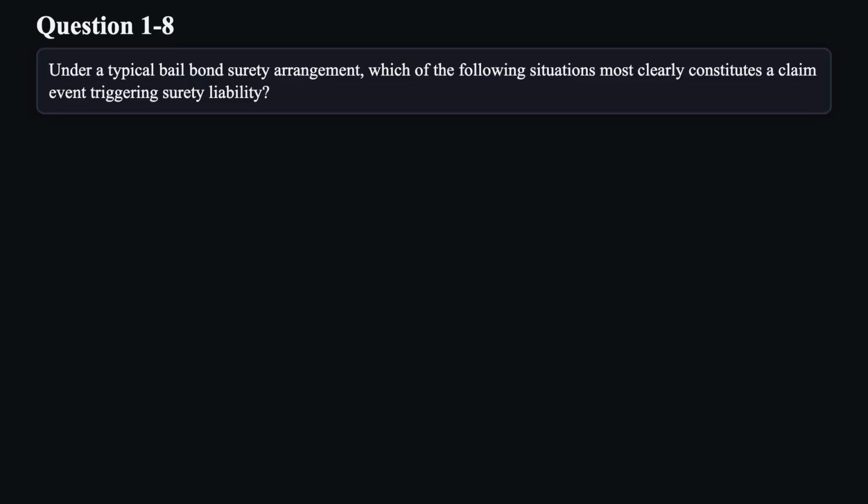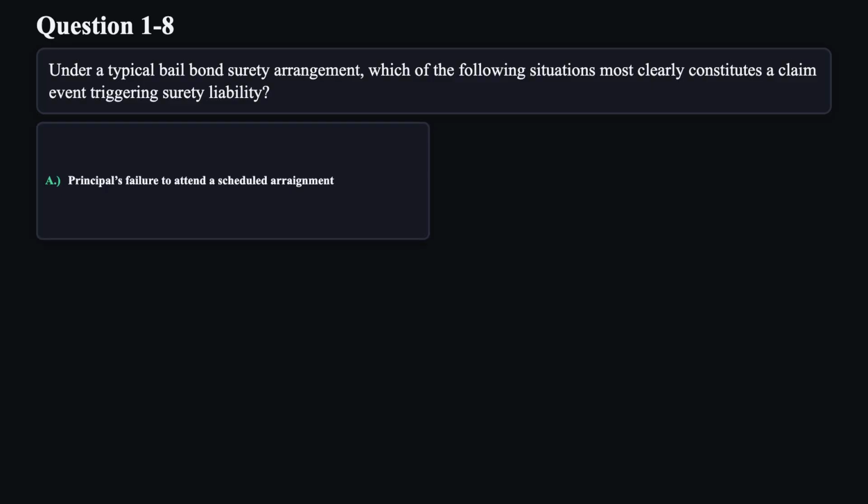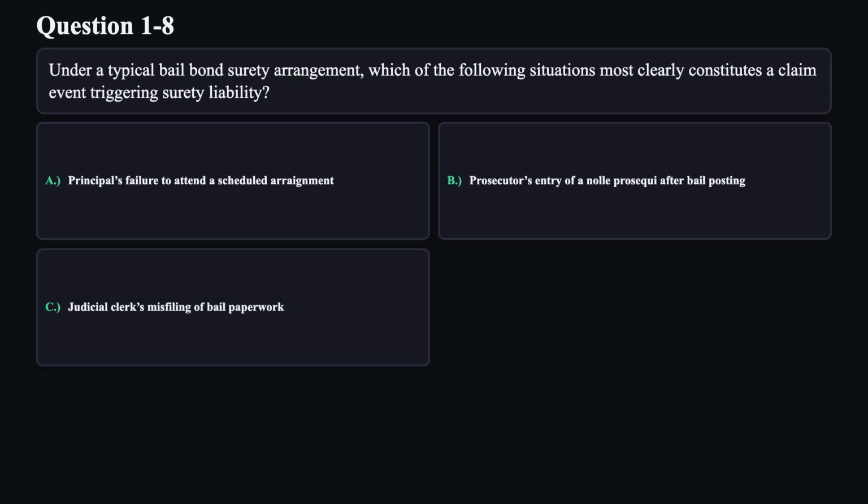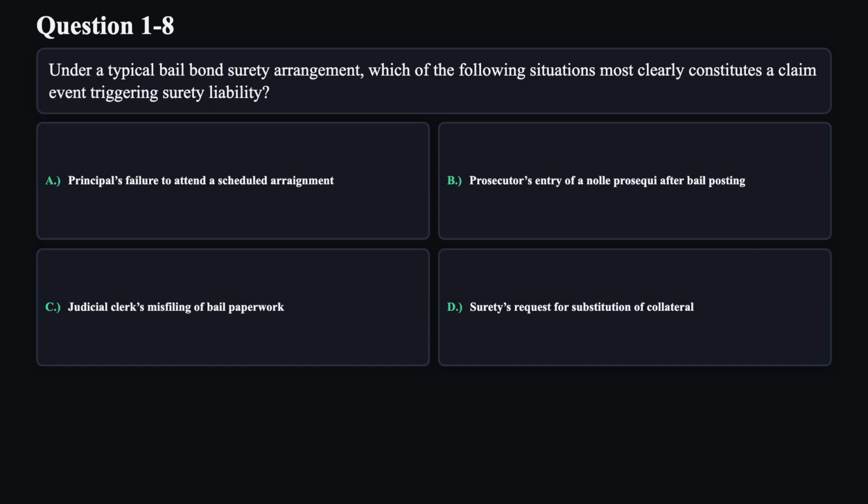Question 8. Under a typical bail bond surety arrangement, which of the following situations most clearly constitutes a claim event triggering surety liability? A. Principal's failure to attend a scheduled arraignment. B. Prosecutor's entry of a nolle prosequi after bail posting. C. Judicial clerk's misfiling of bail paperwork. D. Surety's request for substitution of collateral item.